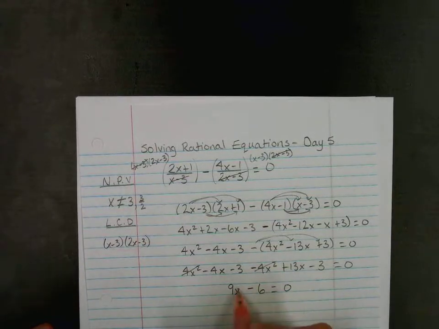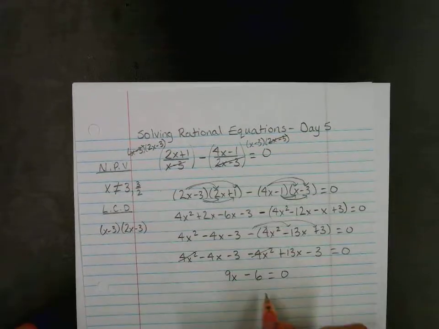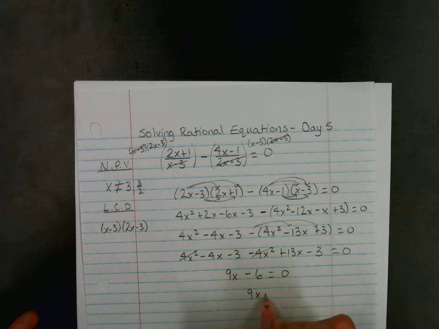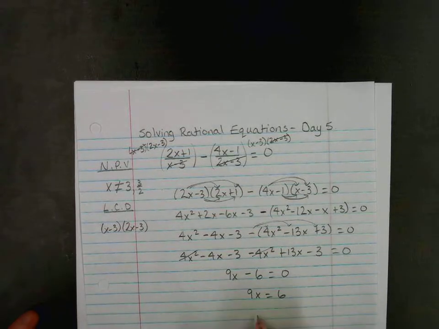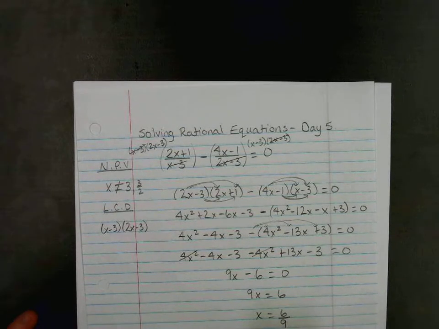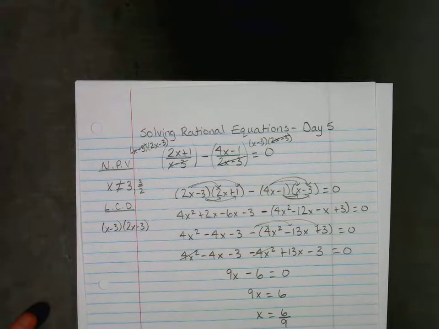I'm now going to solve this. Again, we get a linear equation, so I'm going to move my 6 to the other side of the equation. It becomes a positive. I'm going to divide both sides by 9, and then I'm going to write my simplified answer. So my final answer should be x is equal to 2/3.